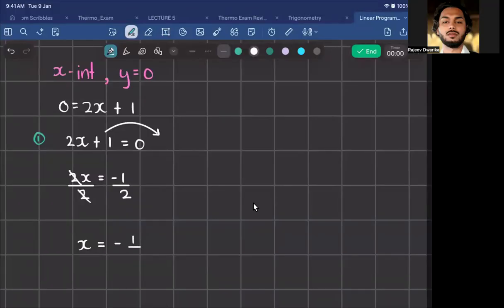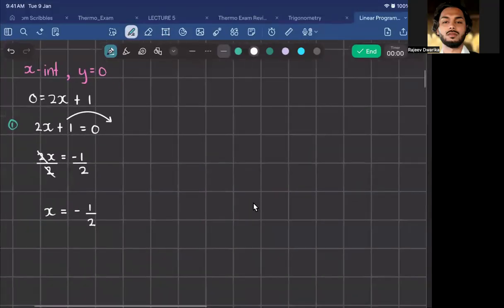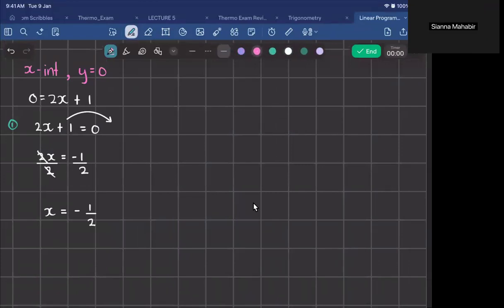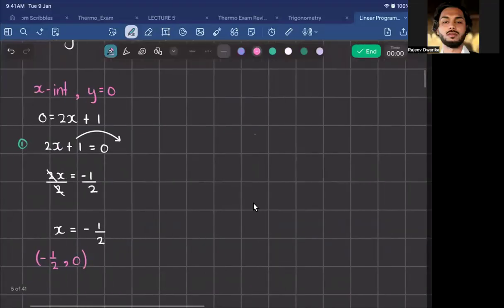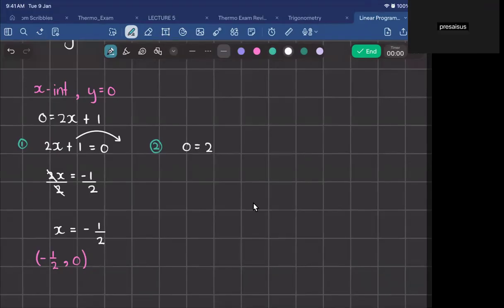All right, that being said, do we have our x-intercept point? Yeah, minus 1 over 2. Minus 1 over 2, comma what? 0. Great. That's not the only way you could have done the algebra. Perseus, I believe you do your algebra a bit differently. How would you work this out? How would you find the x here?